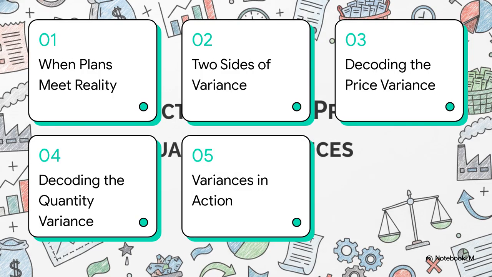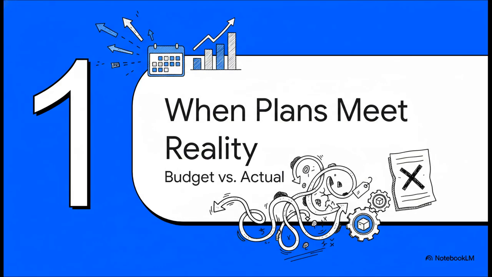So, here's our game plan. First, we'll look at the scene of the crime, where your perfect plans meet the messy reality. Then we'll meet our two main suspects, the price variance and the quantity variance. We're going to interrogate each one separately before we bring it all together to crack the case.